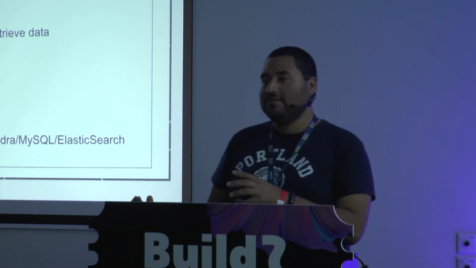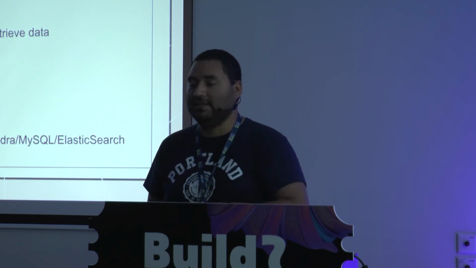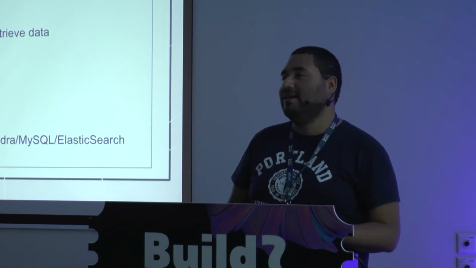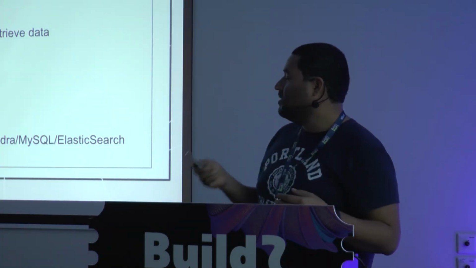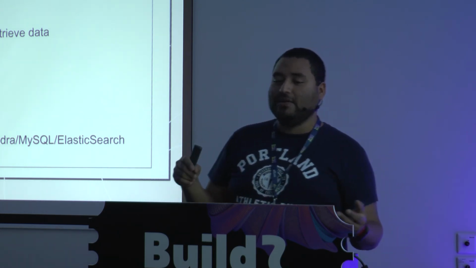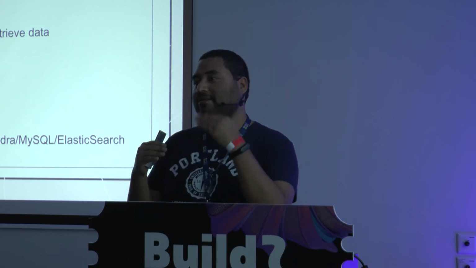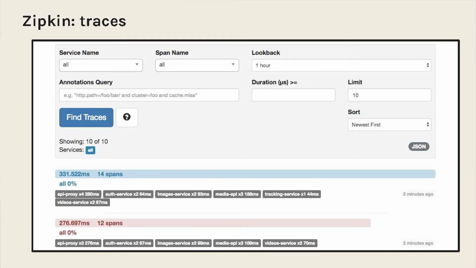You have a storage layer that persists all this data in a database. The database can be Cassandra, Elasticsearch, MySQL. It can even be in memory. It's up to your needs. And then you have an API on top of the storage for retrieving the data and serving it to a UI, right?